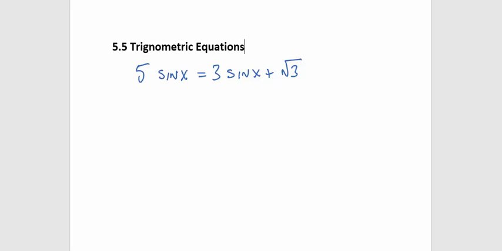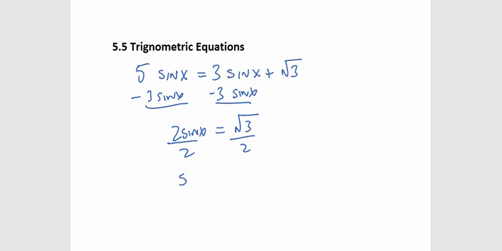So the first thing I want to do is get our variable terms to one side. So I'm going to subtract 3 sine of x from both sides. 2 sine of x is equal to the square root of 3. Divide both sides by 2. And so I get this then. Sine of x is equal to the square root of 3 over 2.